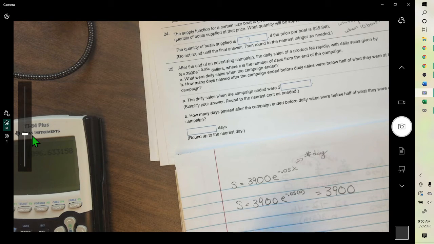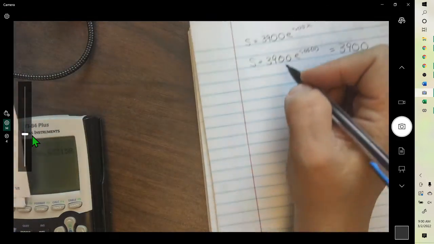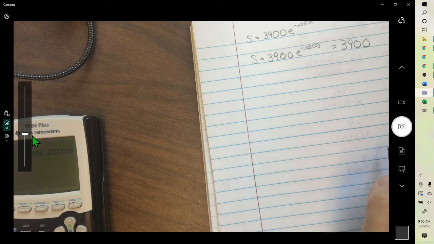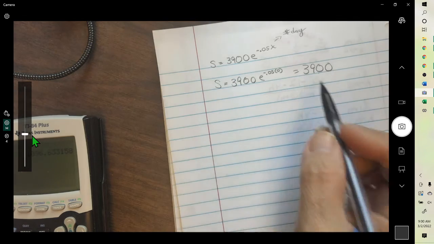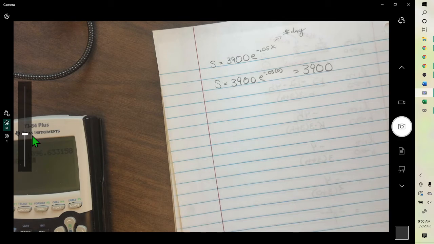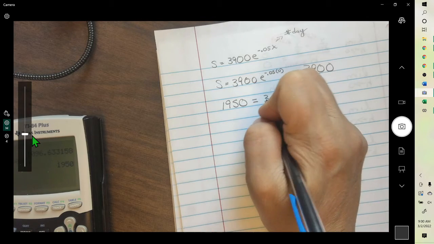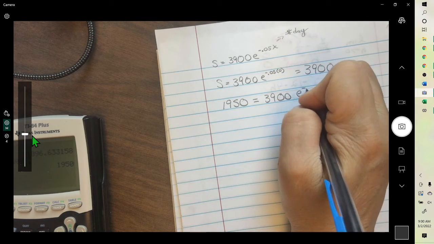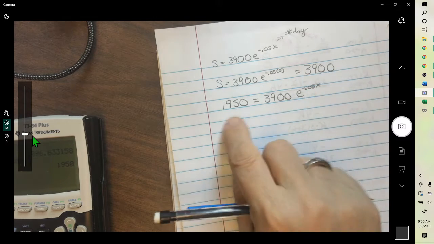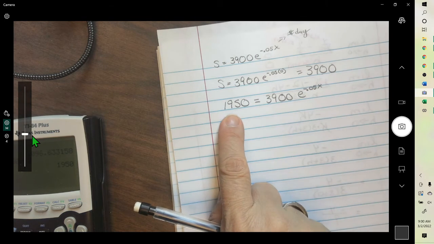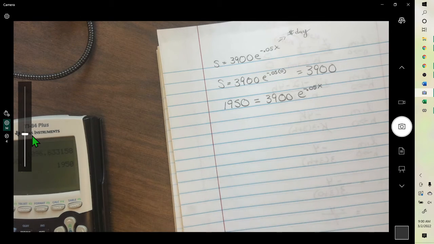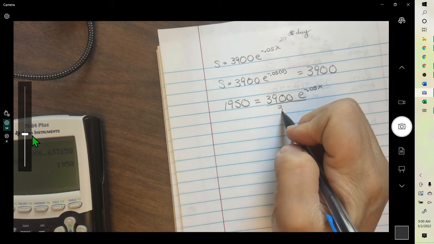How many days passed after the campaign ended before the daily sales were below half? Okay, so we'd want half. The 39, half of 39. So we want the sales to be half. Get e by itself.